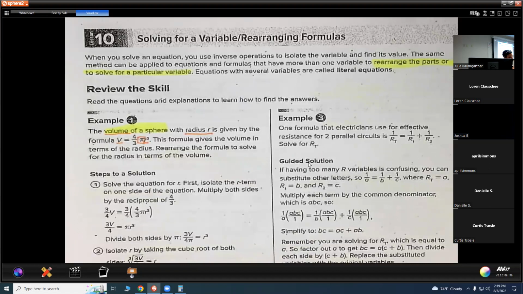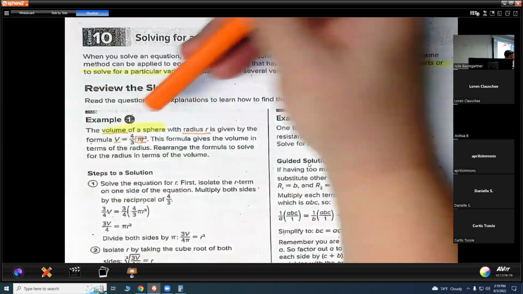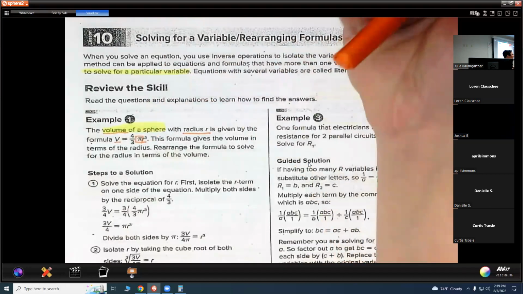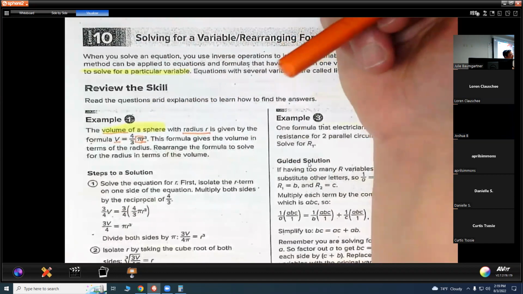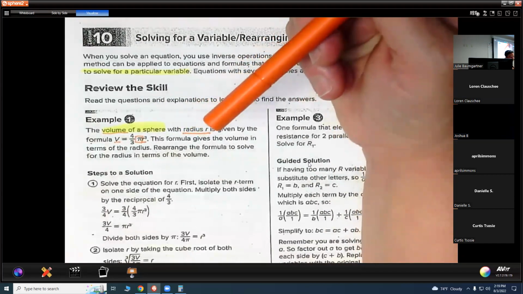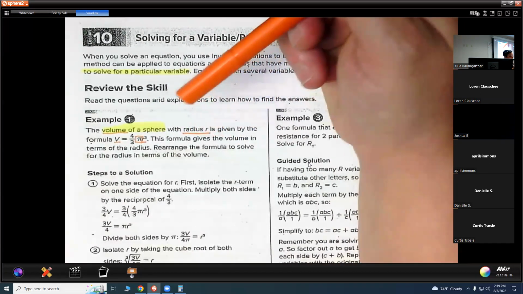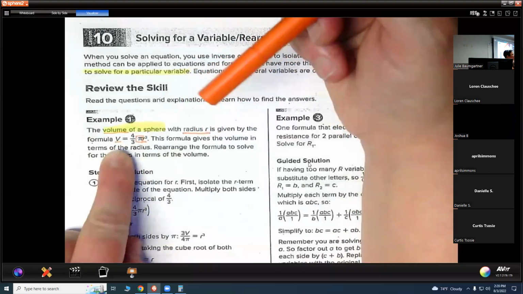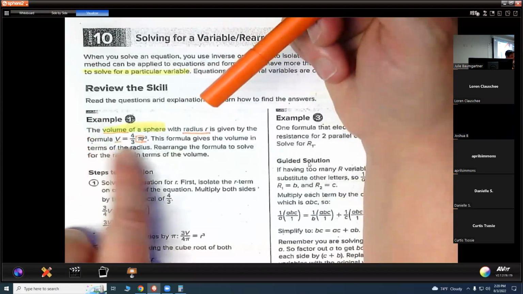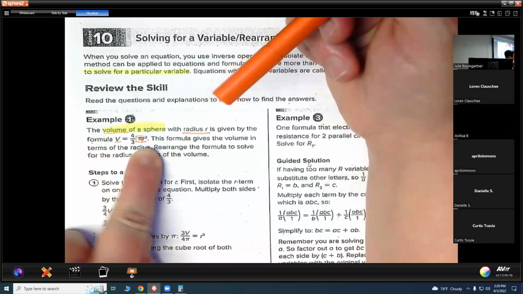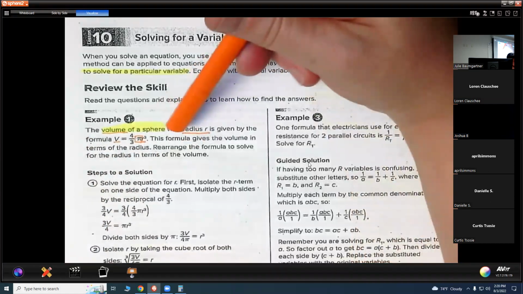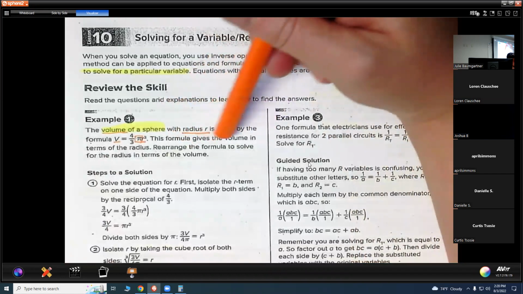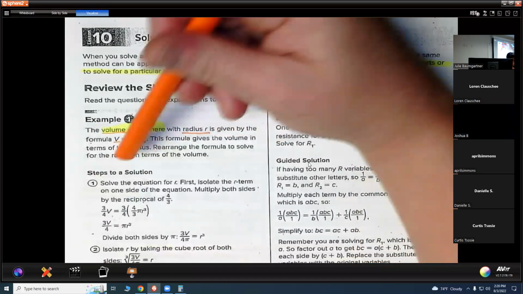So in order to know the volume of the sphere, we have to know the radius. If we don't know that number, we can't calculate the volume. Now, of course, what the GED likes to do is tell you the volume, and you have to figure out the radius, because of course, it's the test. So here, this formula gives the volume in terms of the radius.